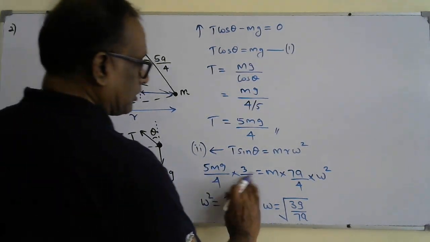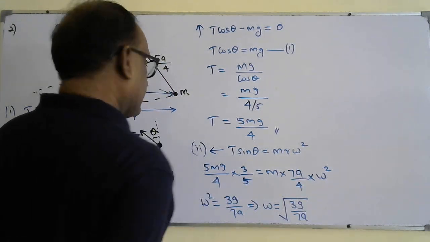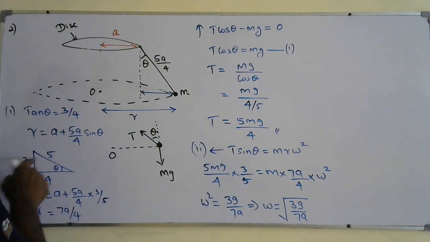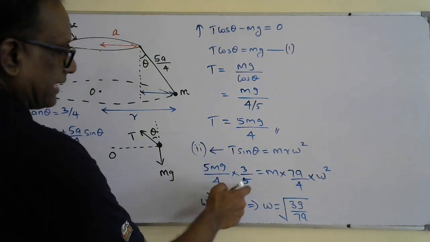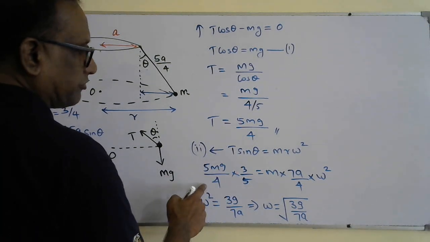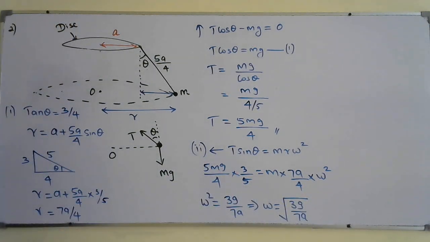Sin theta is 3 by 5, not 3 by 4. Silly mistakes are there. Yeah, 3 by 5 sin theta. So 5 gets cancelled, 3 mg by 4, this 4 gets cancelled. Solve it, you'll get the answer.